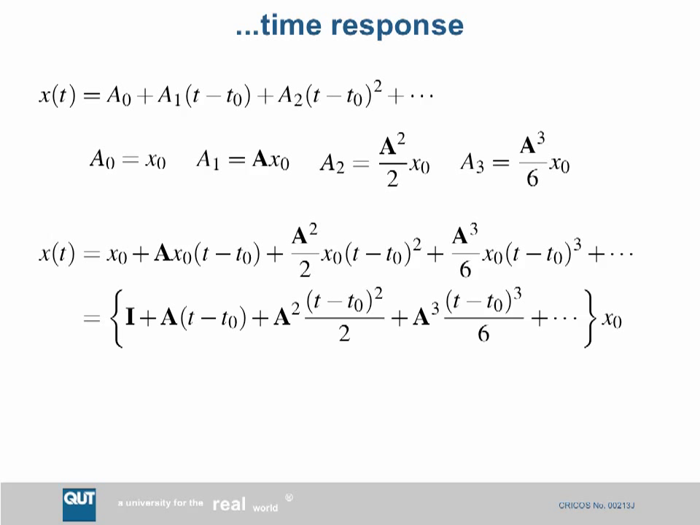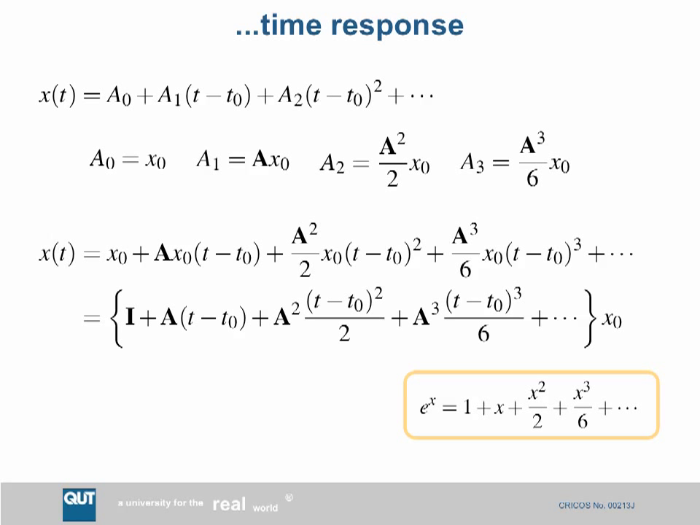Now, you're probably not going to twig to this, but what's inside the curly brackets is exactly the same series as an exponential. So e to the x is equal to this series that I've got over the bottom here. So that means, kind of strangely, that x at time t is equal to e to the power of a matrix times t multiplied by the initial state. And this is really, really powerful.